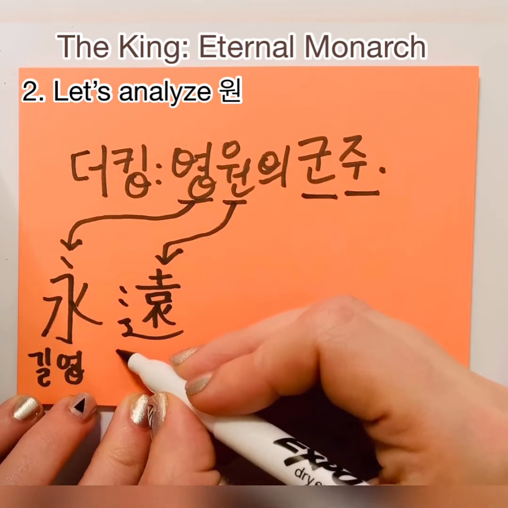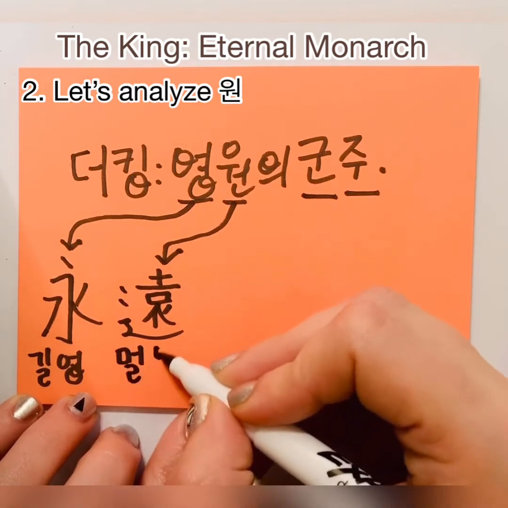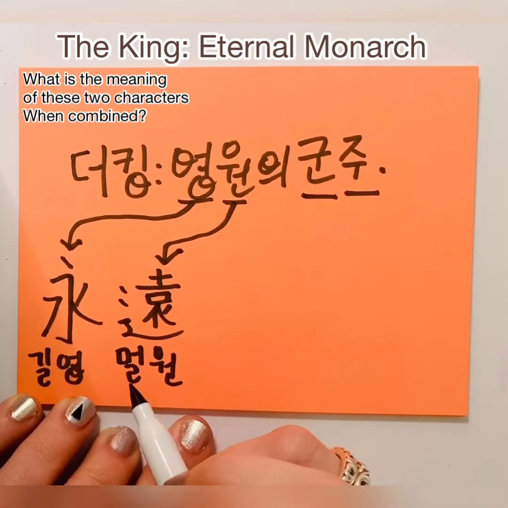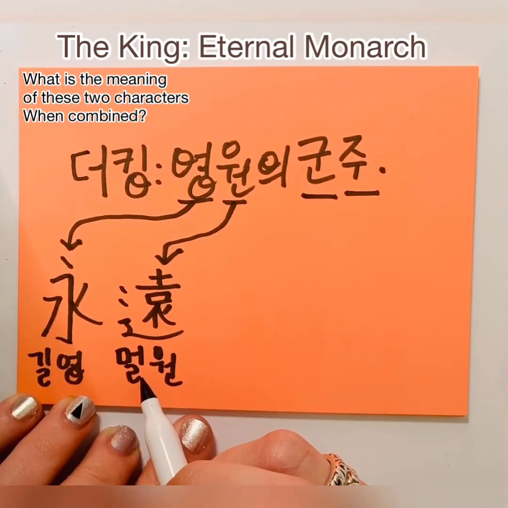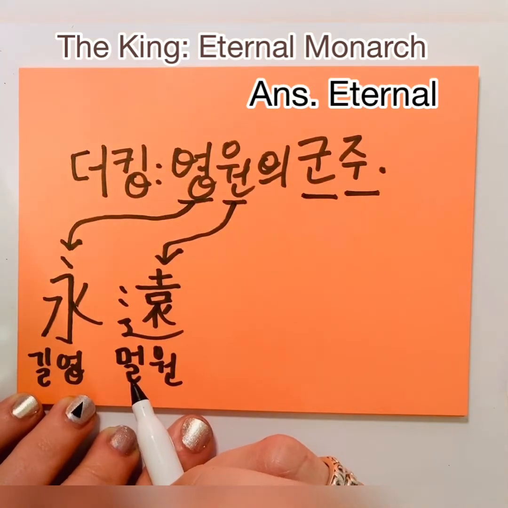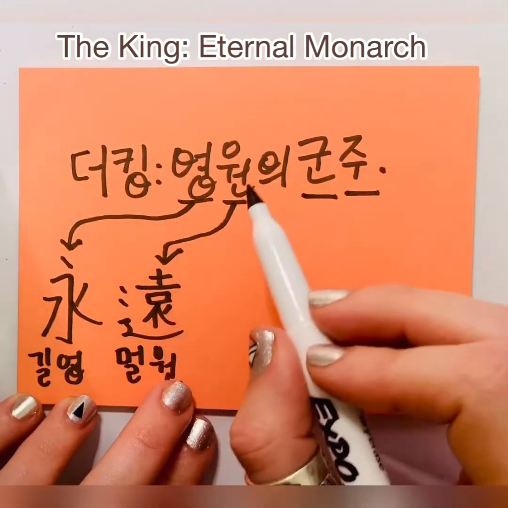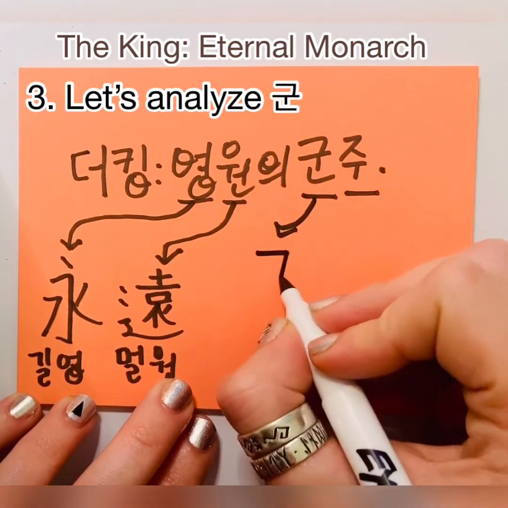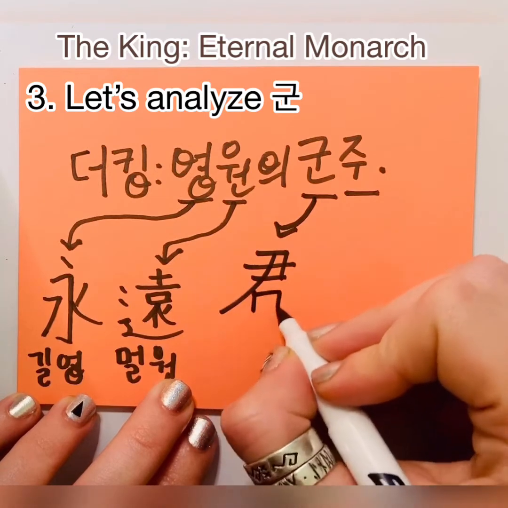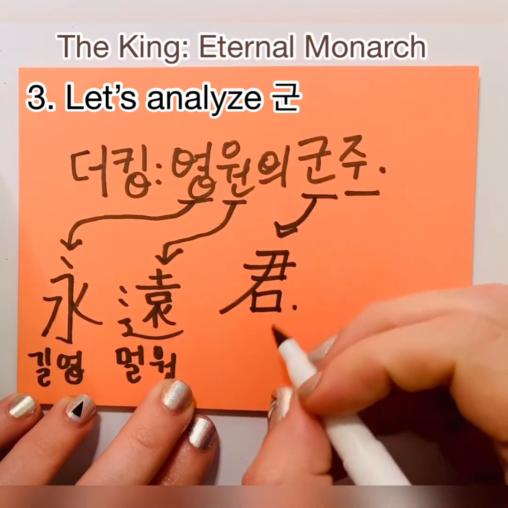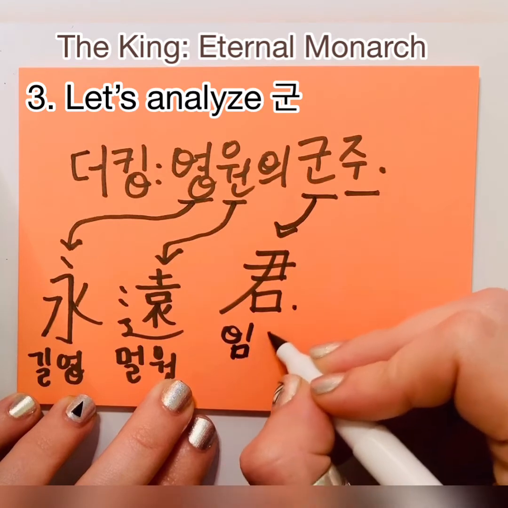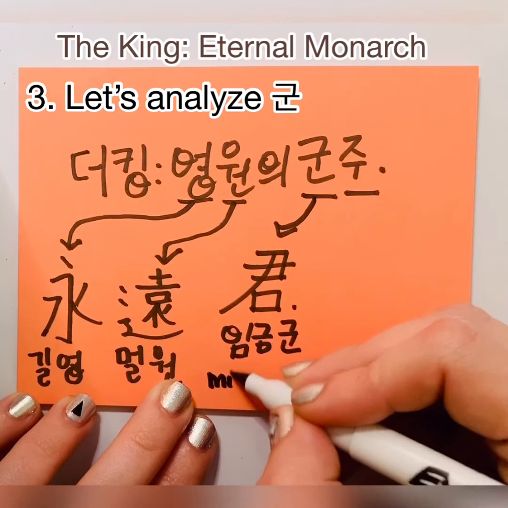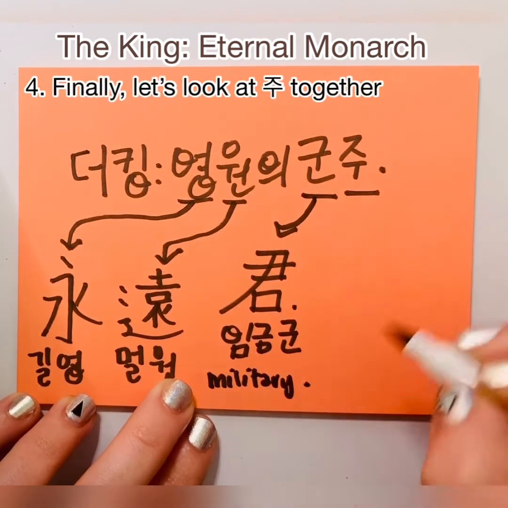So this is Won. This is More Won. So put this together. We have 길, long, and more, far away. So 길 and more, so what's something that's long and far away? It's eternal, right? So you can translate this as eternal in English. Then we have gun. We write it like this. This is gun. This is referring to like the military, this character.